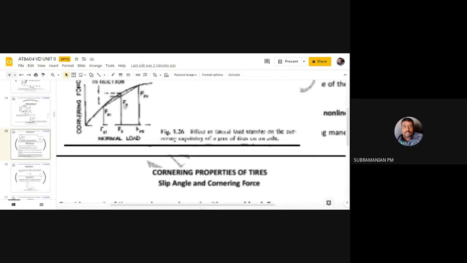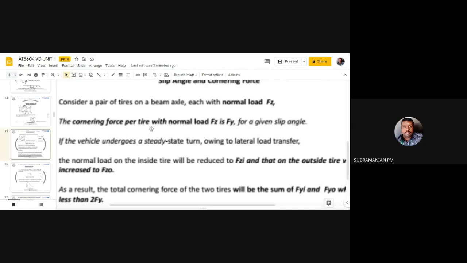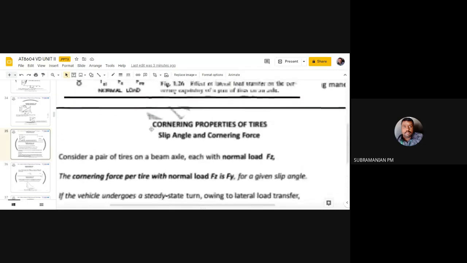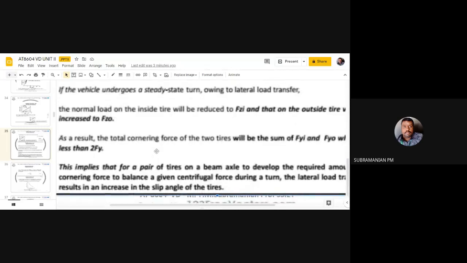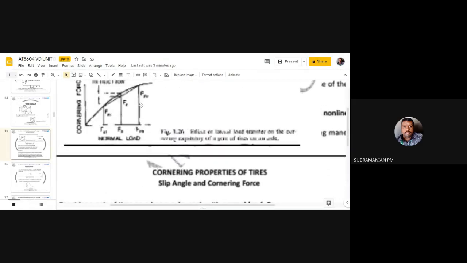So now what happens? Previously, the normal load FZ is the same for both tires. When it is going to get turned, the normal force distribution is getting changed. The inner tire is less, the outer tire is more. Now, the cornering force.